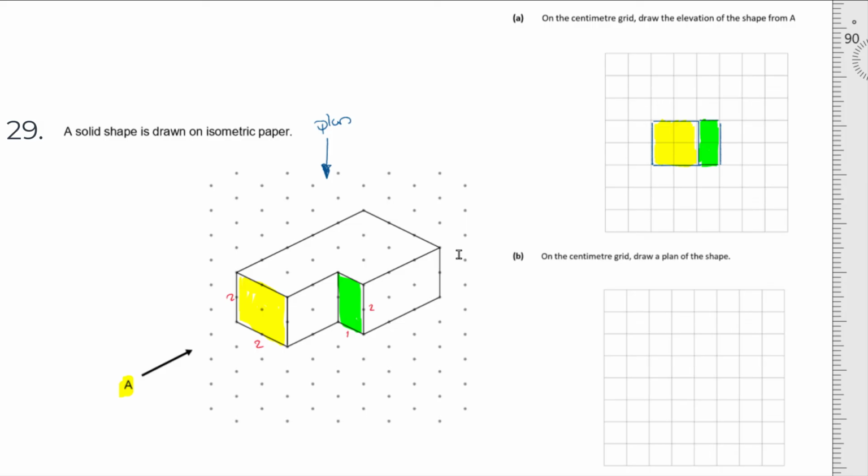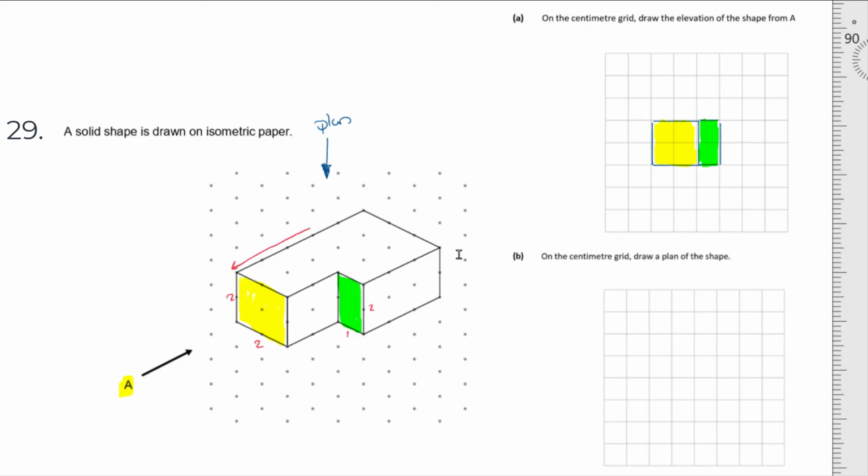So if you imagine that was like a cookie cutter, what shape would it cut out if you kind of punched it into the ground? Okay, that's what we need to draw. So I'm going to do it from the same perspective, so that A being at the bottom, and then I'm going to draw like the plan from what I can see.